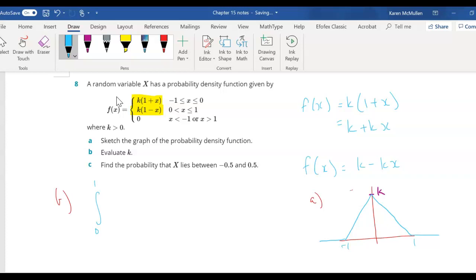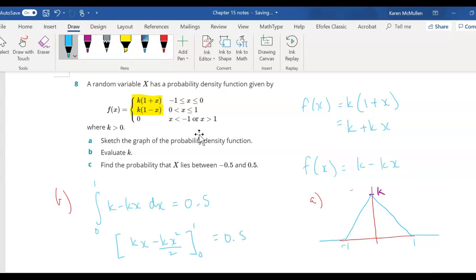And that function is k minus kx. We're doing it with respect to x, and we're going to let that equal 0.5, because it's just half the triangle. All right, so let's do the definite integral. Sorry, the antiderivative. So that k becomes kx, and then negative kx becomes negative kx squared on 2. And then we're just doing it from 0 to 1 and let that equal 0.5.